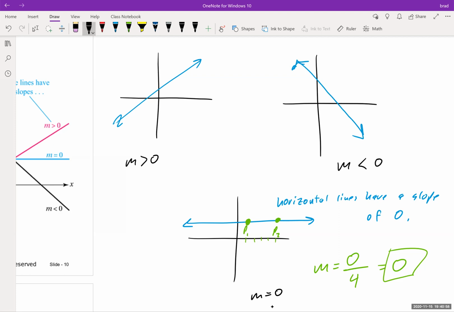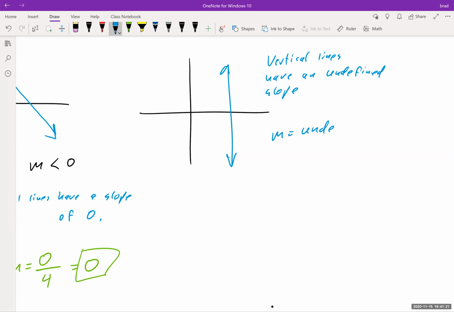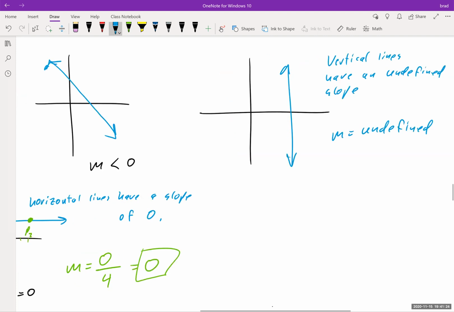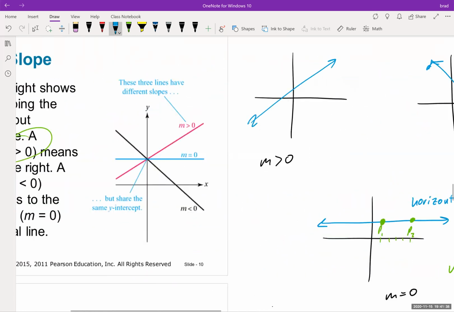And just so you guys know, for a little side piece of information, vertical lines have an undefined slope. So it's not 0, it's actually called undefined. So m equals undefined. And it's for similar reasons that this one is 0. This would end up being like m equals 4 over 0, which we know is undefined. Okay, you can't have this, right? You can't divide by 0 in the real number plane. All right.